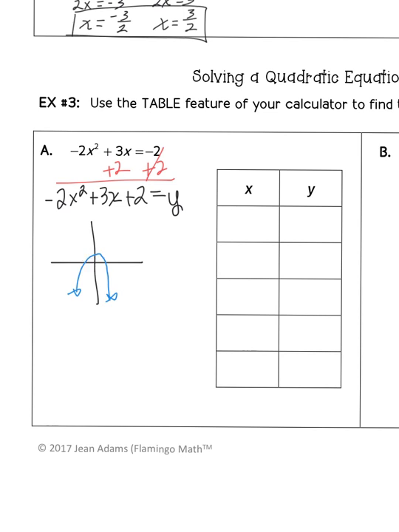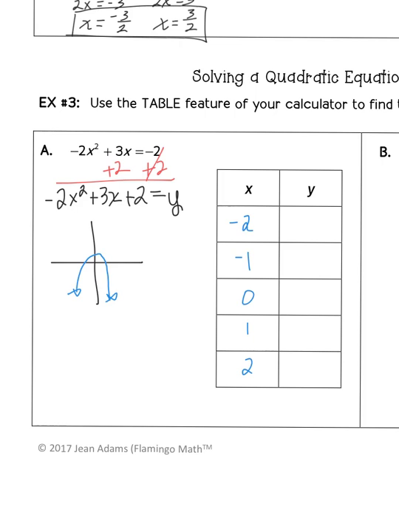So what I want you to do is you're going to put in -2, -1, 0, 1, and 2. And we're going to kind of determine, based upon sign changes in y, where a 0 might occur. So you're trying to find both of them.